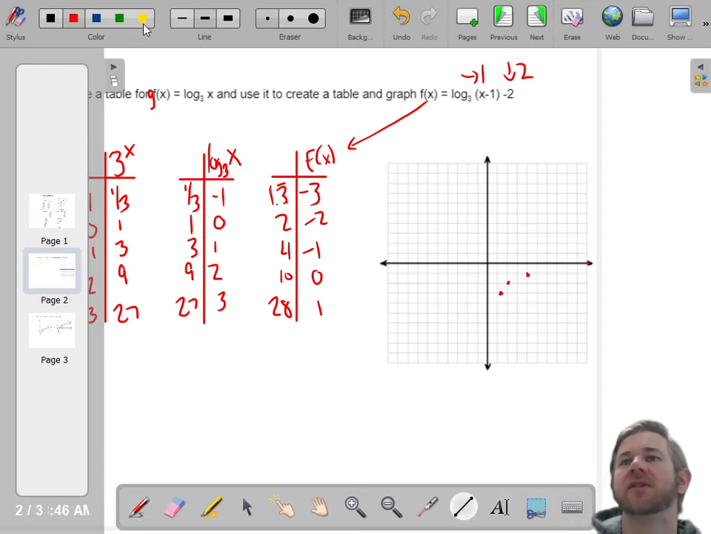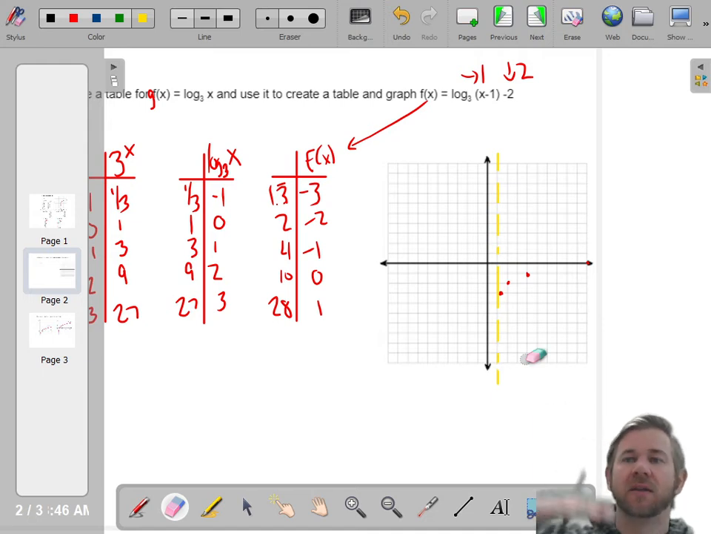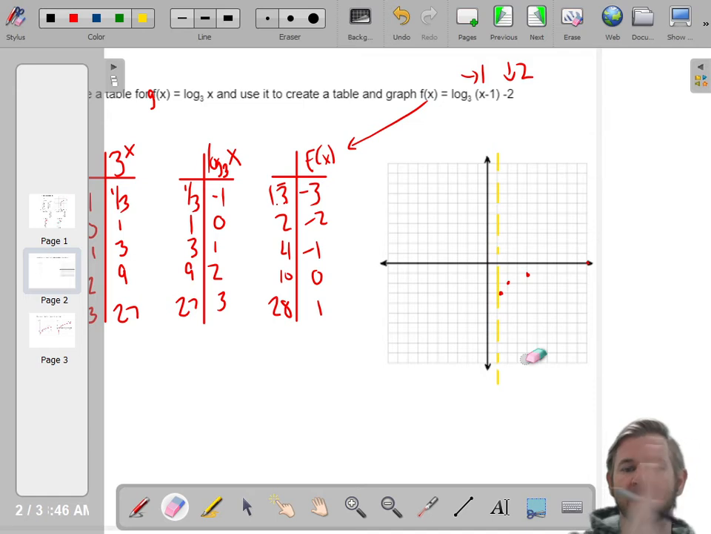And now, for this problem, since it went to the right one, the vertical asymptote will go to the right one. For exponentials, we follow the vertical shift for the asymptote. For logs, we follow the horizontal shift, so right one. And now I have this.